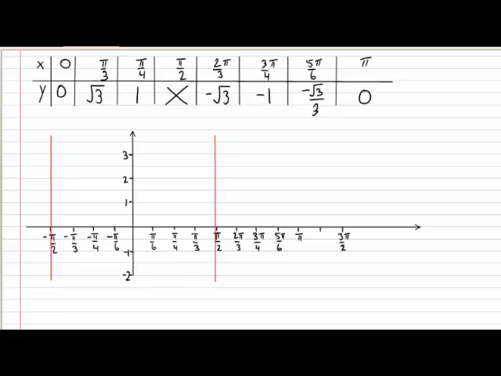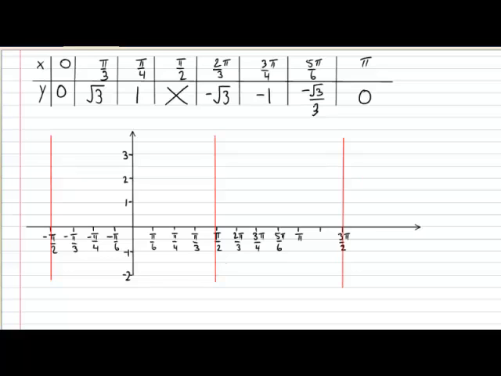Take your calculator one more time and try punching in the tangent of 3 pi over 2 radians. You will find out that your calculator gives another error. That means when x is 3 pi over 2 radians, there exists another vertical asymptote. So let's show that with another vertical red line.